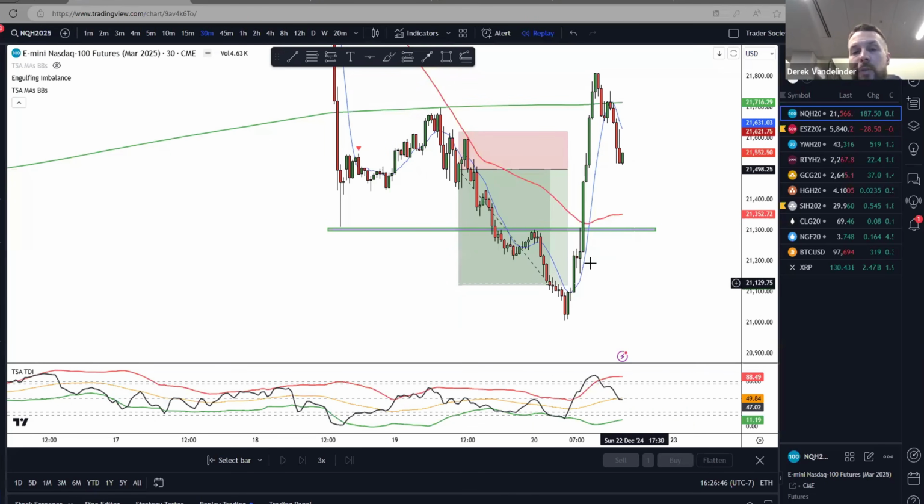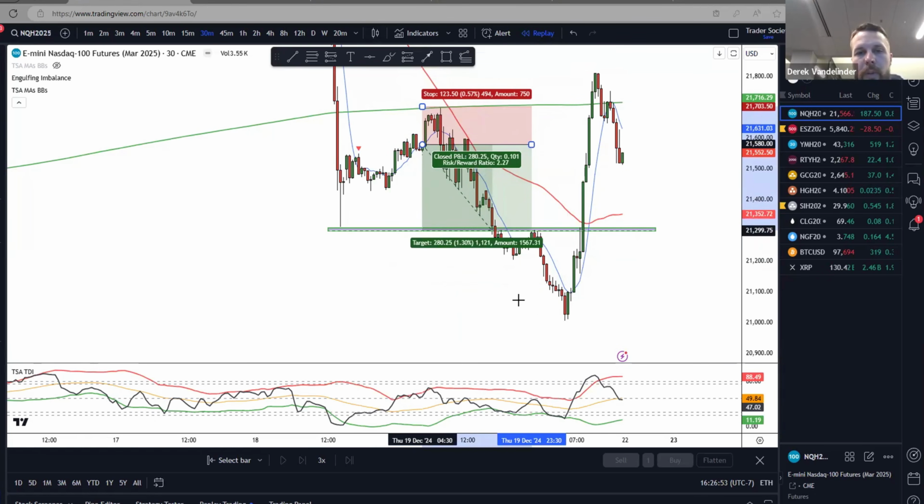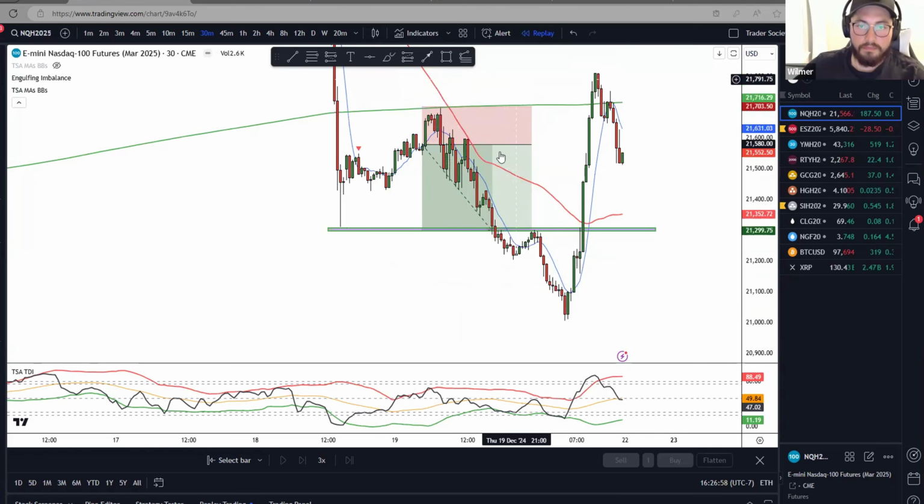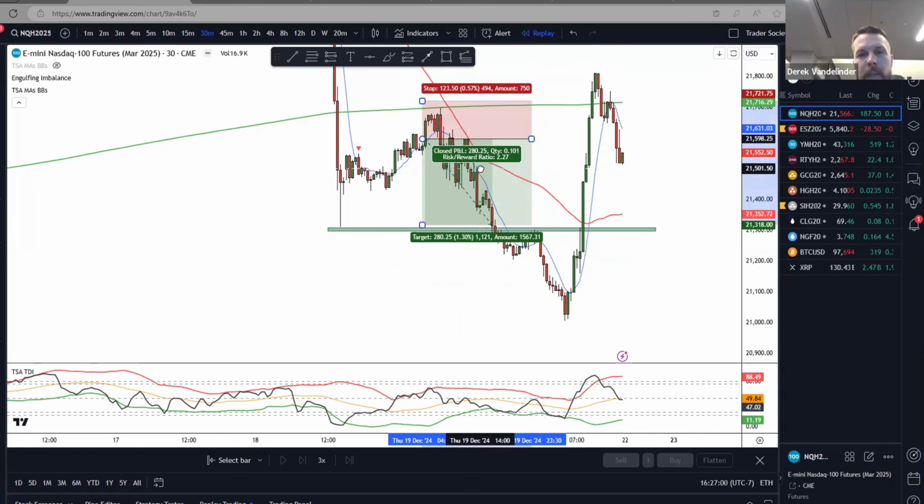So those were my two trades. Well, this one, and this was only a 1 to 2 for me this week. But oh, it was actually a little bit higher because I entered right there.